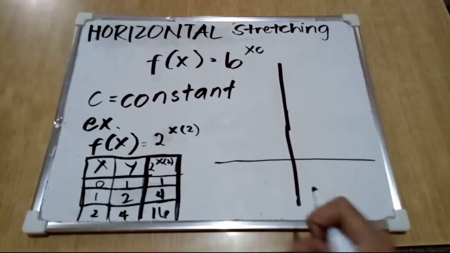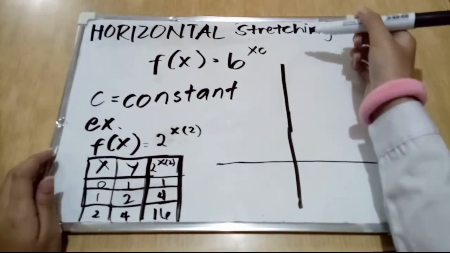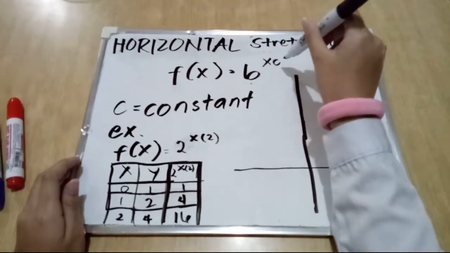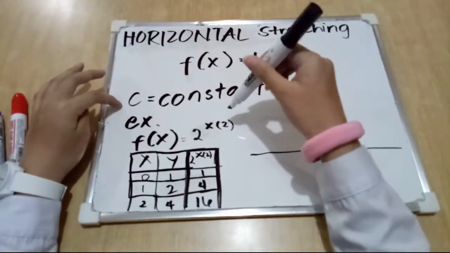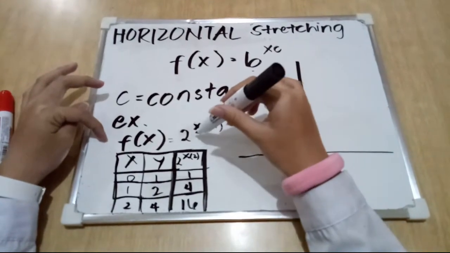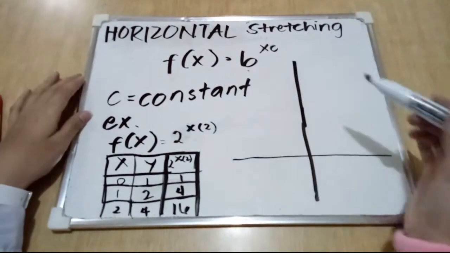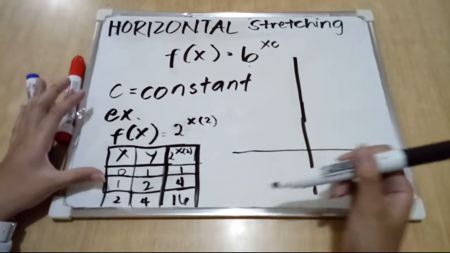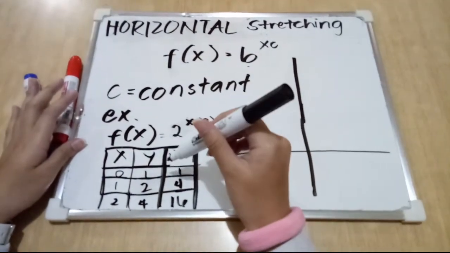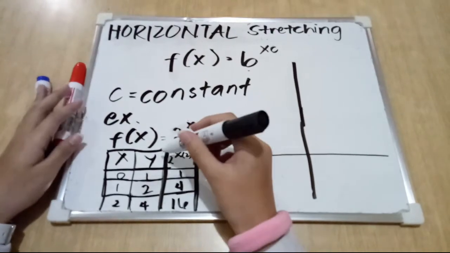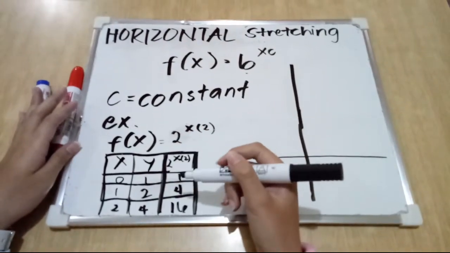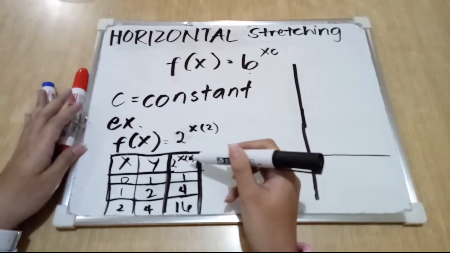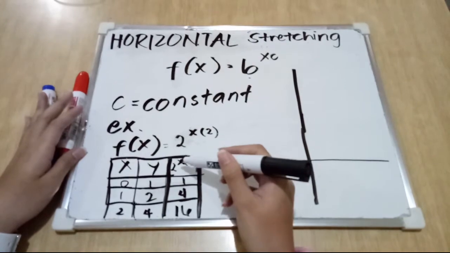And now let's proceed to horizontal stretching. Horizontal stretching has the equation b raised to x times c. Let c be the constant. First example is 2 raised to x times 2. So our x values are 0, 1, and 2. And then as shown in the first few topics, we all know how to solve for the value of y and the value of 2 raised to x times 2.